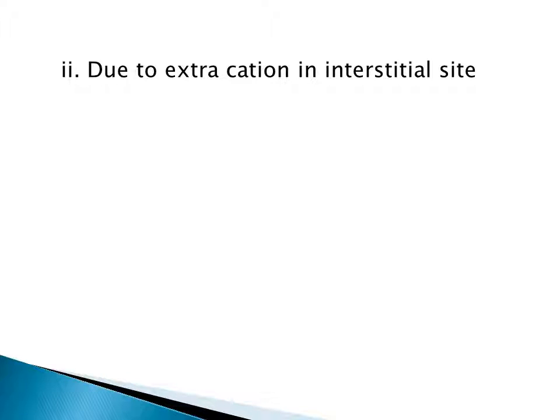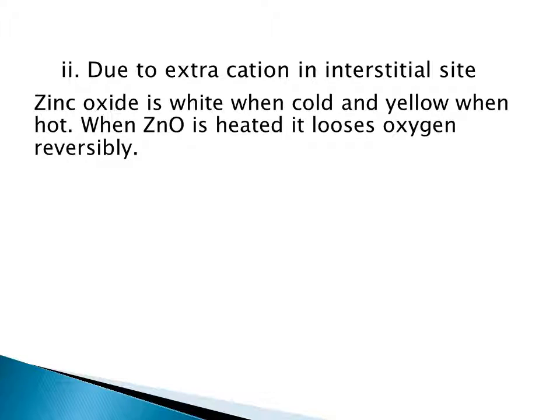Another metal excess defect is due to an extra cation in an interstitial site. Let's take zinc oxide as the example. It is found that ZnO is yellow when hot and white when cold.